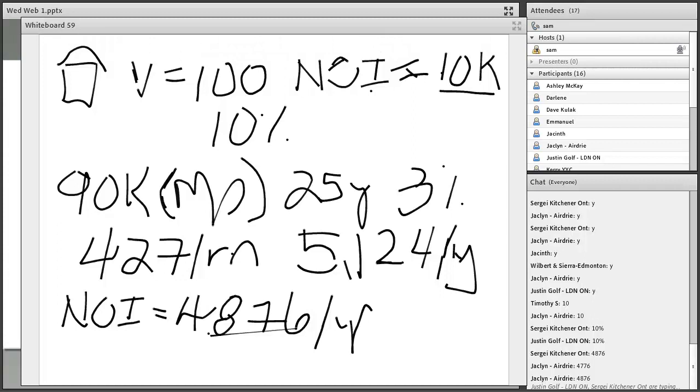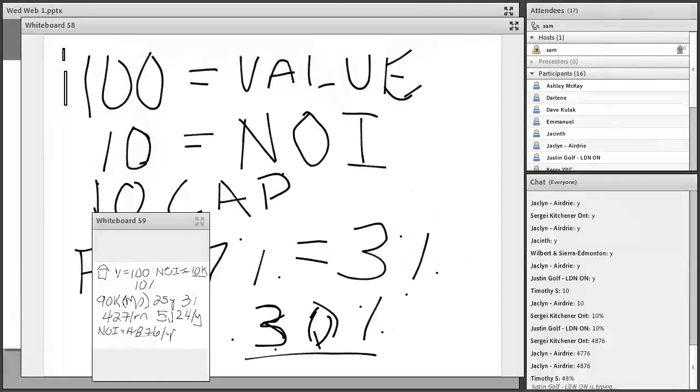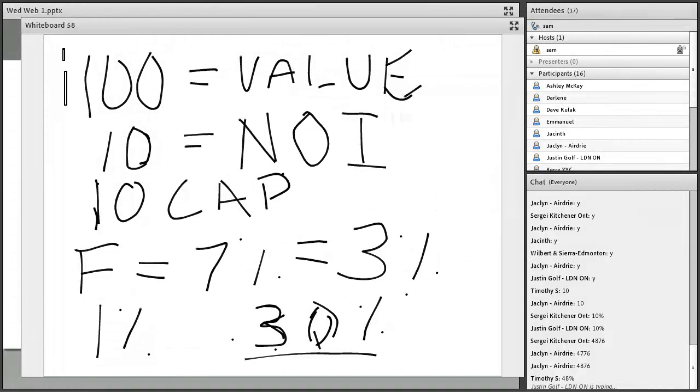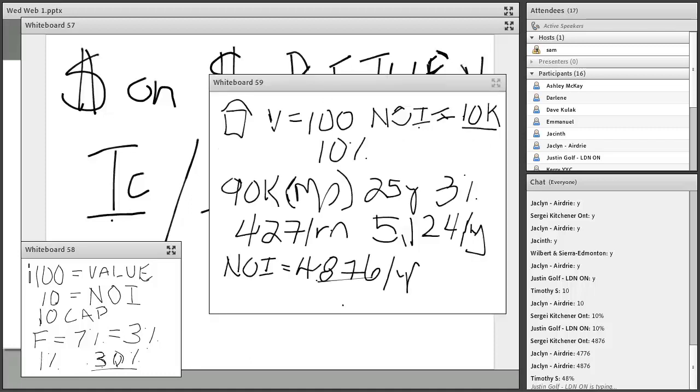Now remember, return on investment is what? Hold on, we have it over here. Our return on investment is income divided by investment. Okay? Let me get rid of this one actually. Let's just make it small. There it is. Income divided by investment. So in this scenario here, okay?